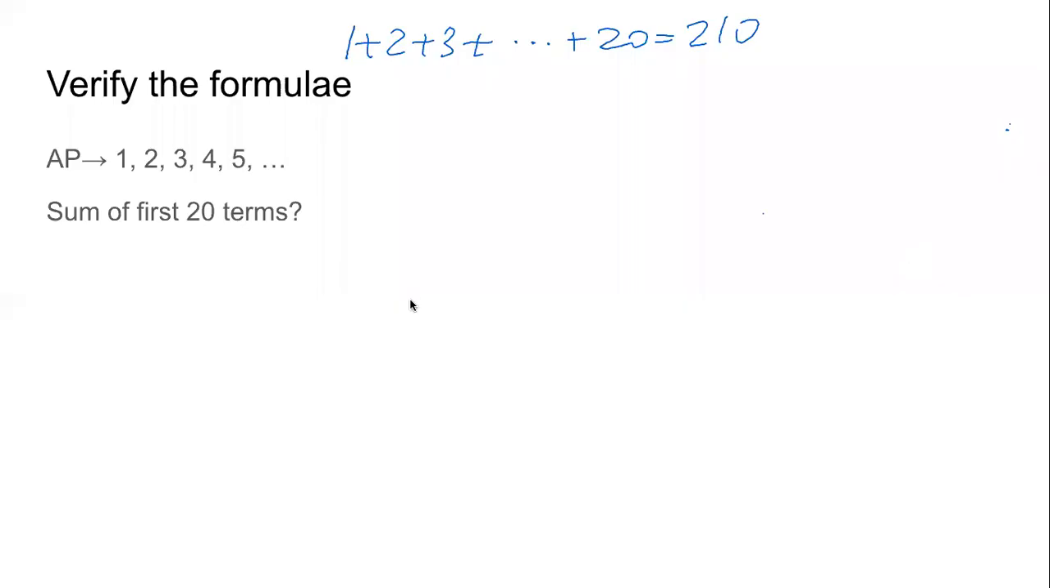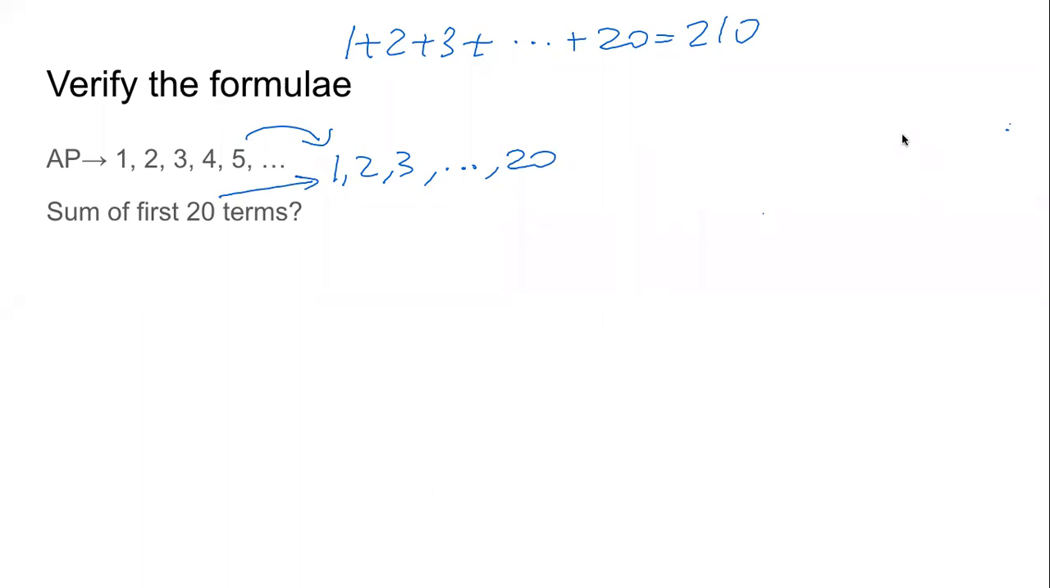So if we have a simple AP, which is 1, 2, 3, 4, 5, this is an infinite AP of natural numbers. And if we have to calculate the sum of the first 20 terms, we can just do the addition, and we found that it is 210. Can we do it in some other way? Let us see. When we say the sum of the first 20 terms, what does it mean? What are the first 20 terms? The first 20 terms are 1, 2, 3, comma, 20. Right? Because it says first 20 terms.